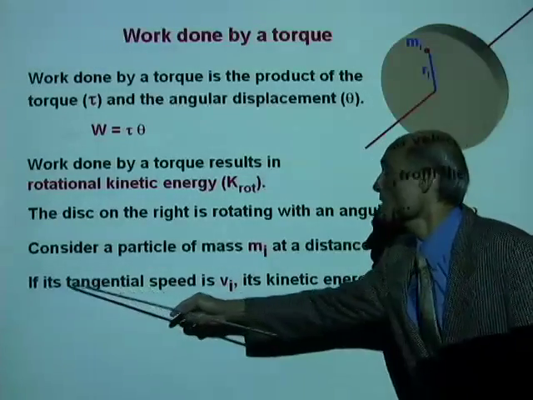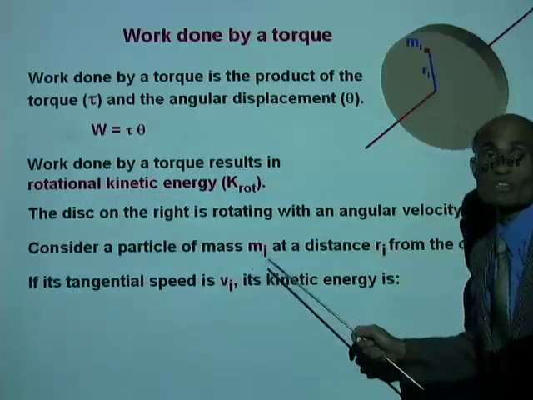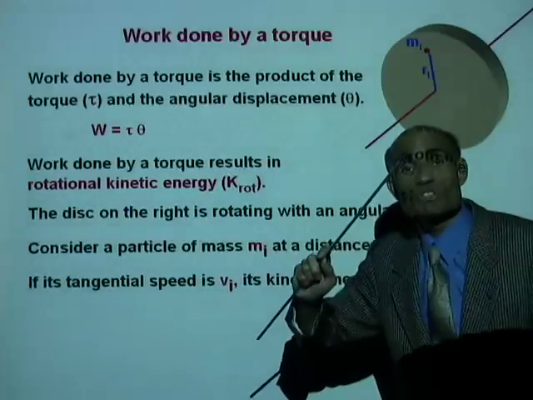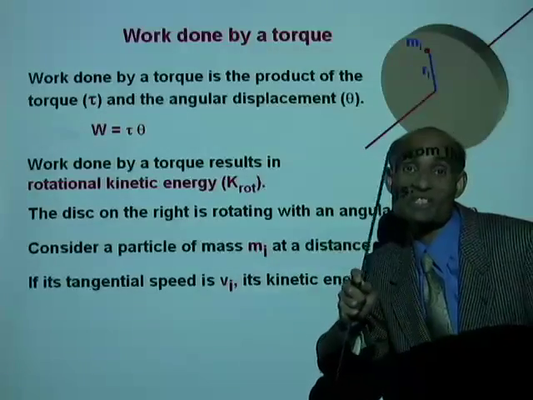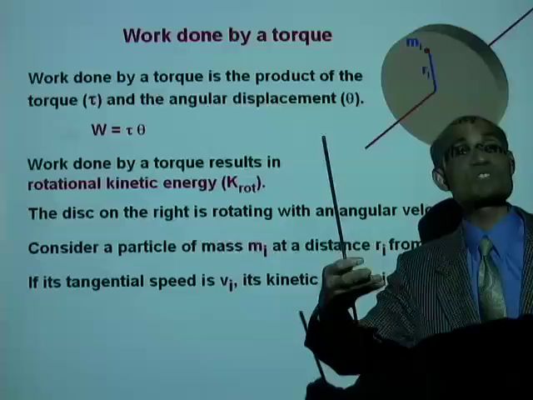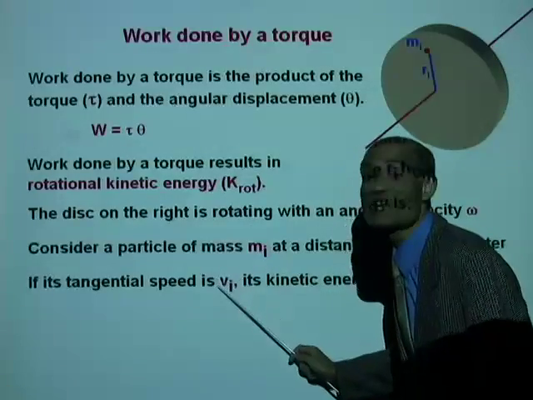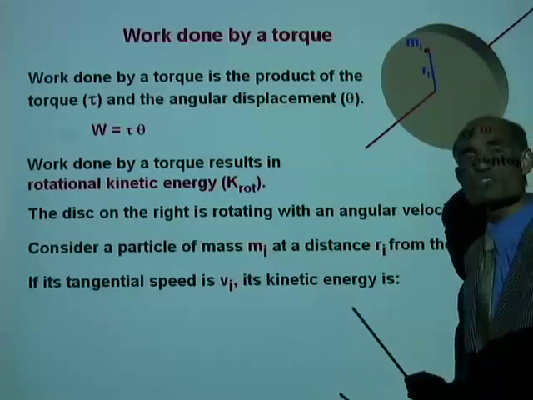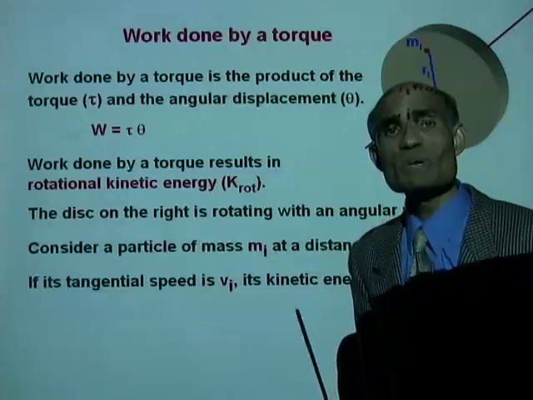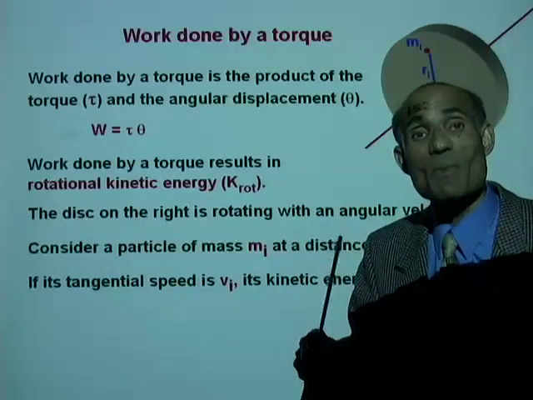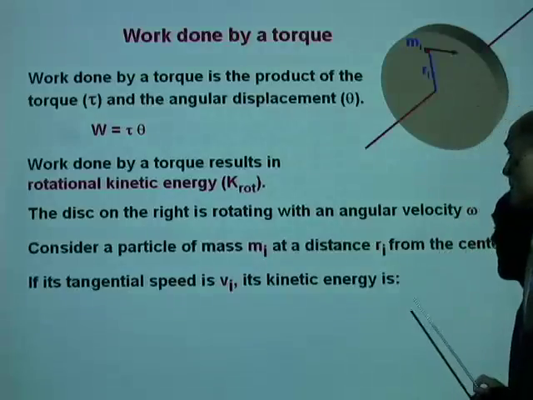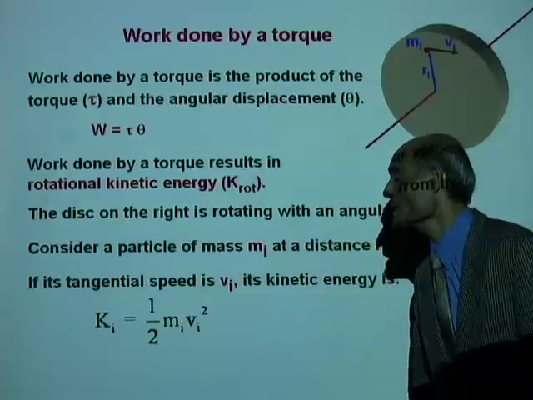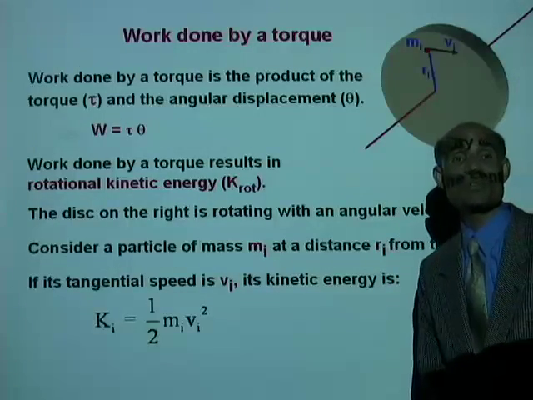Now if its tangential velocity is vi, of course, any object that goes around a circle has a tangential velocity. We call it the linear speed. If vi is its linear speed or the tangential speed, then its kinetic energy will be what? What will be its kinetic energy? 1/2 mi vi squared. So its kinetic energy will be Ki equal to 1/2 mi vi squared.